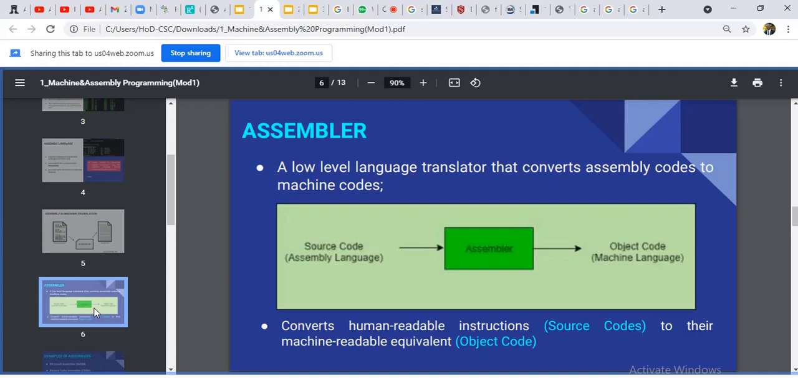A source code is written by a programmer, an assembly programmer. So it's easier, it's closer to what the machine will know, but there is a need for an assembler. An assembler is an intermediary tool that takes whatever the programmer has written and changes it into what the machine can use.